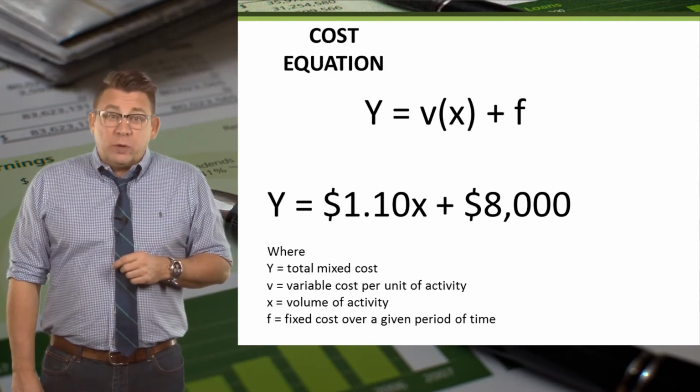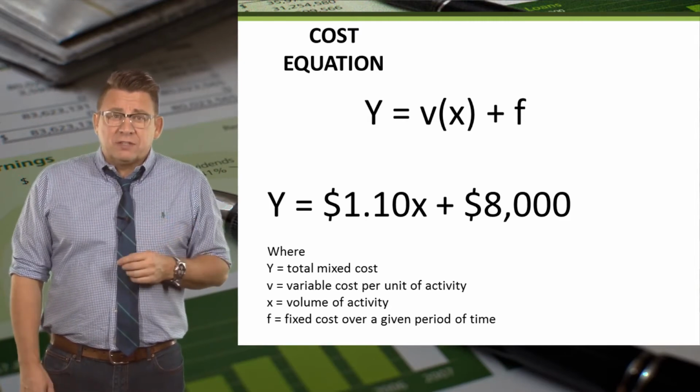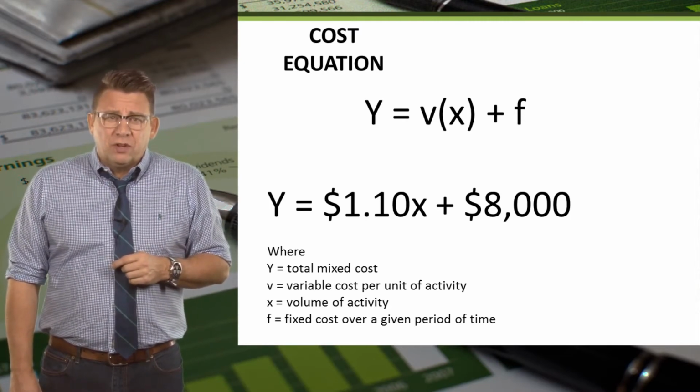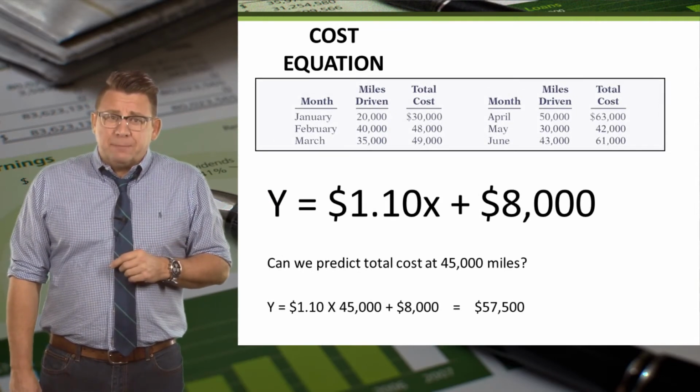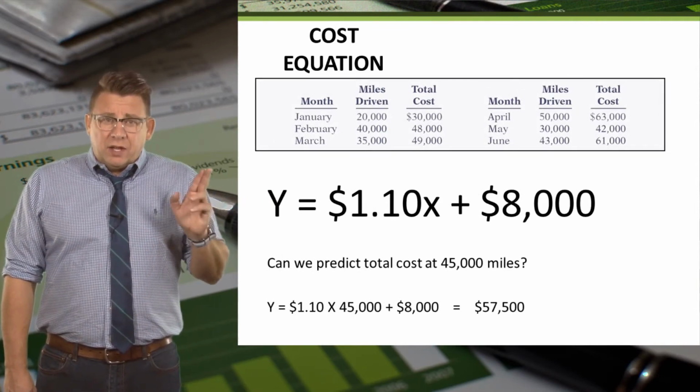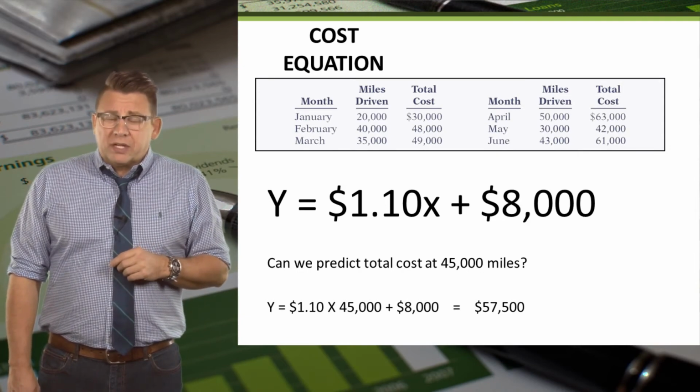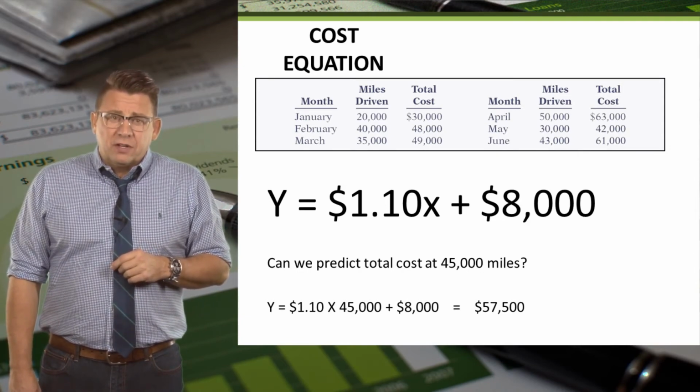With this information, we can predict costs at various levels of volume within the relevant range. What would the total cost be at 45,000 miles, let's say? Well, you can see using the calculation that we would predict the cost to be $57,500.